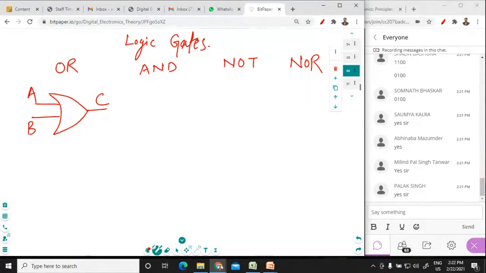Okay, so this symbol is represented as OR gate. Okay, how you can represent AND gate?